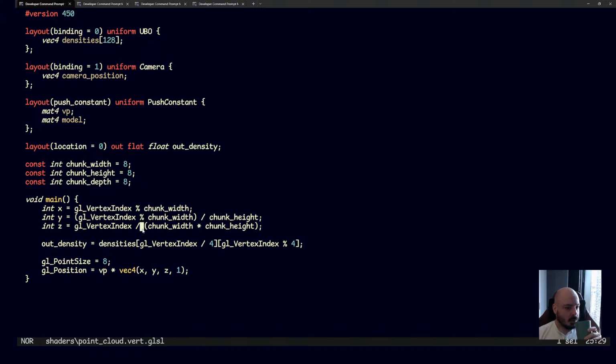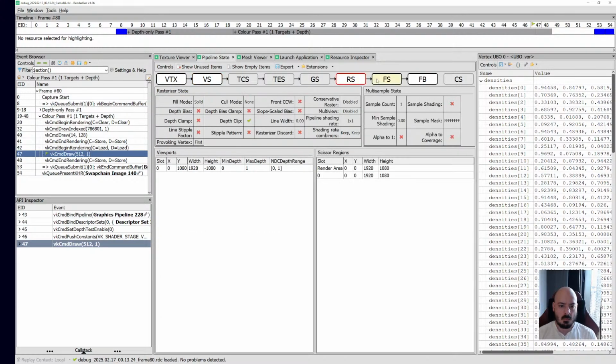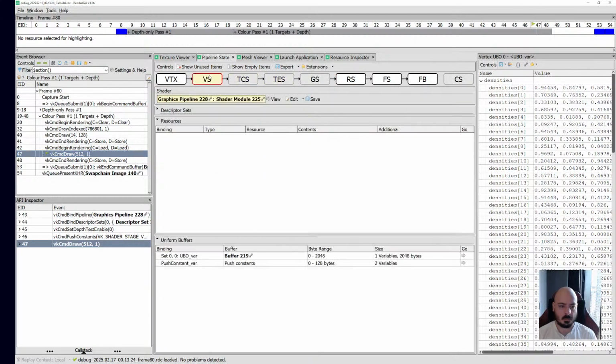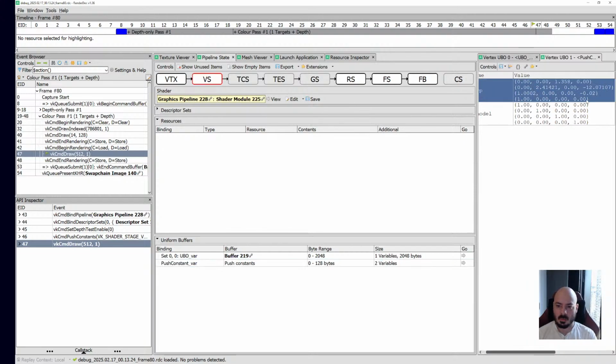So we're definitely drawing 512 points, right? It says in here, we're calling a draw command with 512 vertices, one instance. Yeah. And can I see any more information in here? Not really. This looks fine, I think. Yeah.